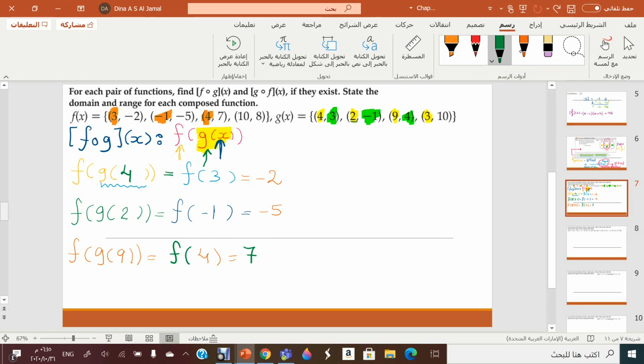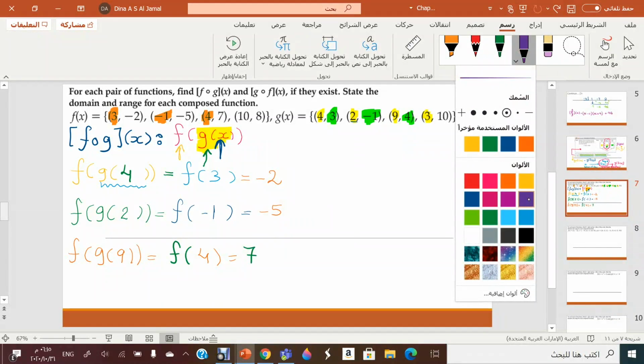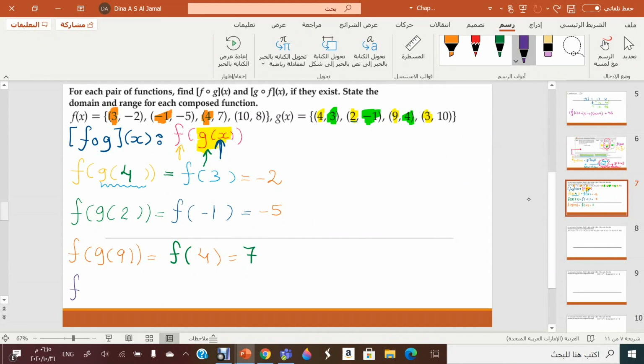Now I think it's clear, so let's do it in a hurry. So it is f of g of, what is the last one? 3. Then what is g of 3? It is 10. What is f of 10? It is 8.